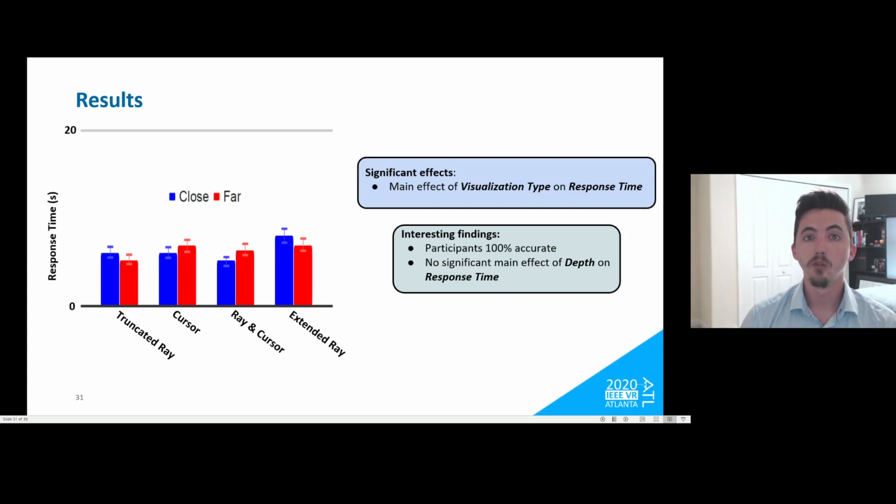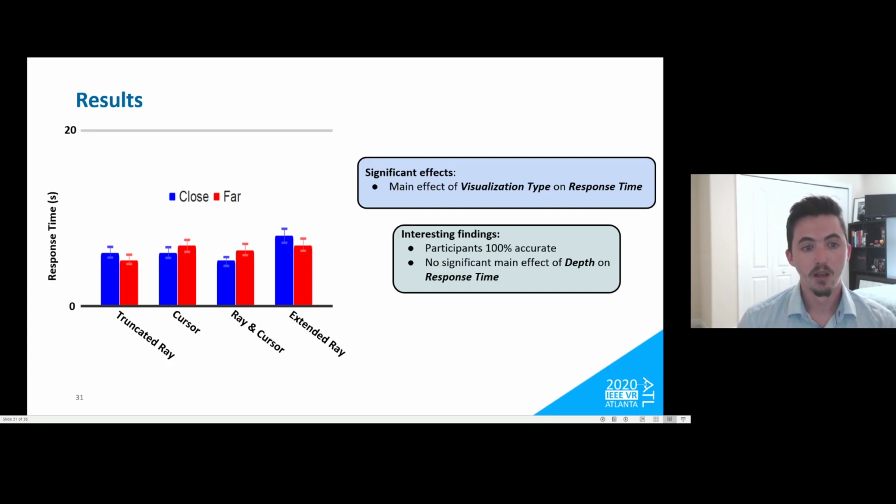This outlines our results for experiment 2. We did see a significant main effect of our visualization type on the response time of users as they were making their guesses in the task. What was interesting was that our participants were 100% accurate when no error was applied. So we had 100% accuracy rate here. And it's also interesting that we did not see a significant effect of the depth of the target on their response time.